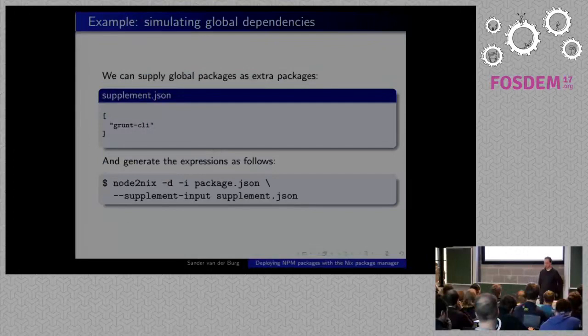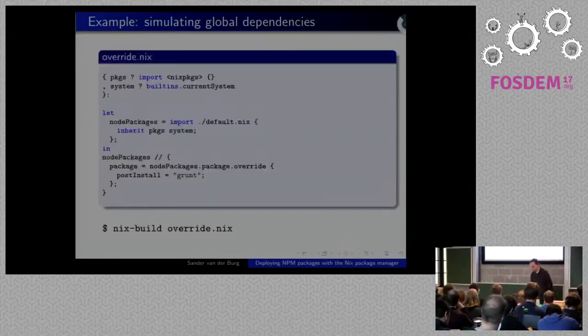So what you can do is provide the global packages that you want in a supplemental JSON configuration. And if you generate an expression like this, where you provide the package JSON file, but also the supplemental JSON configuration, then you can fully automate, for example, a grunt workflow. What I specify in the expression here is I overwrite the earlier expression, and I state that after npm install, run grunt. And then I can build grunt projects in a Nix environment. And you can also use this for other builders, so for gulp and ESLint, this also should work fine.